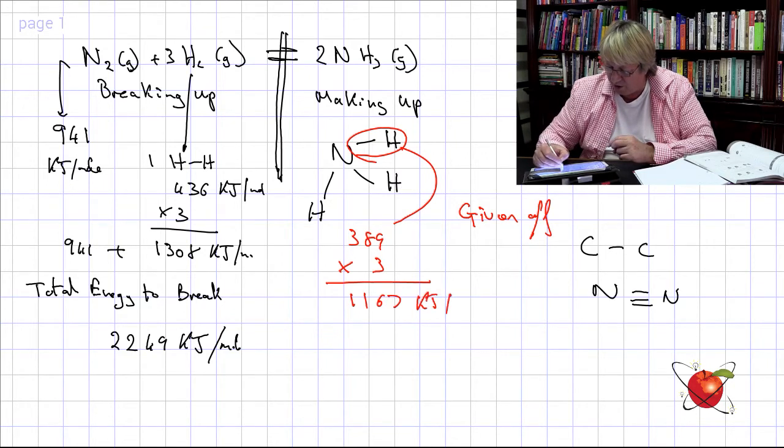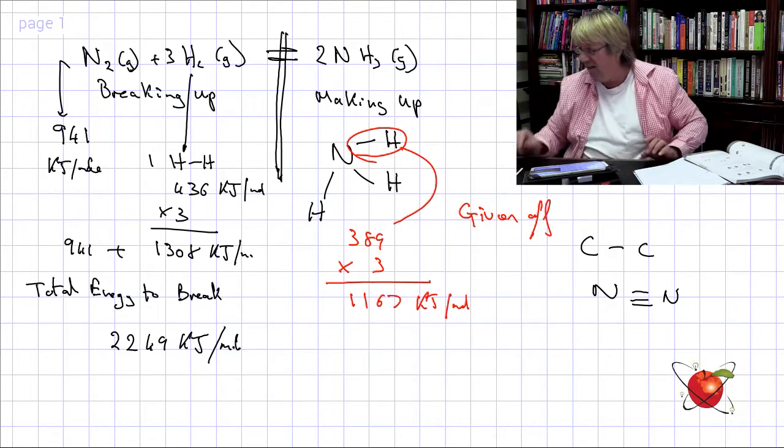Kilojoules per mole. But now bear in mind, just to go back to this, remember what we've done here is this. That was 1. The 389 was given off when that joined. So when that electron went in and went into that parking spot, 389 was given off. There's another one going in, right? And there's another one going in now. So we've got 3 of those bonds. So hence, each one is going to be 389 times the 3 to give 1167.